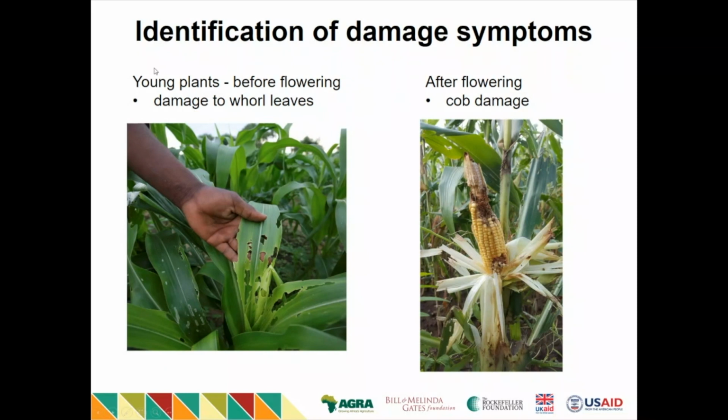So this is typically the type of damage that farmers observe for the first time. So if young plants are attacked, we see leaf damage like this, which can only be a fall armyworm type of damage, because stem borers don't do this type of big holes inside leaves. If plants are attacked close to tasseling and after flowering, we get cob damage, which is caused by fall armyworm larvae that feed on the ears.